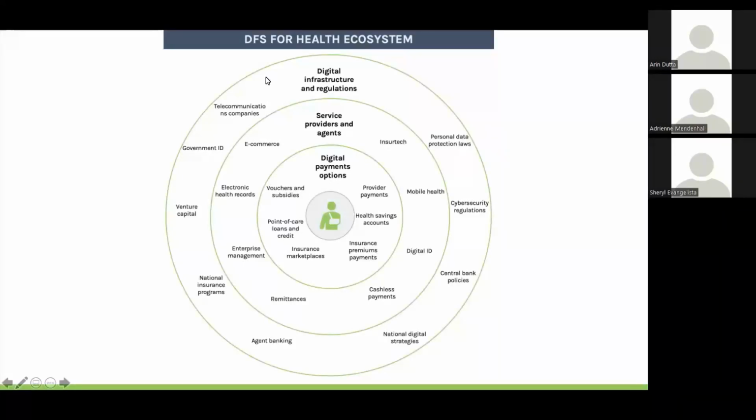I think I took a bit of time to go through that, so I'm going to go through this a little bit more quickly. When we look at the digital financial services for health ecosystem, we always put the patient at the center. So even if we're talking about a supply chain management model, or better claims reconciliation between providers and payers, everything that we do is still with the intent to improve patient care and reduce their vulnerability to those healthcare expenses.